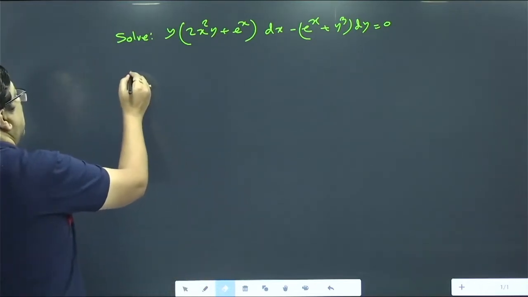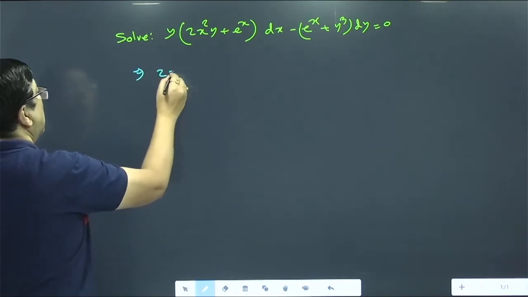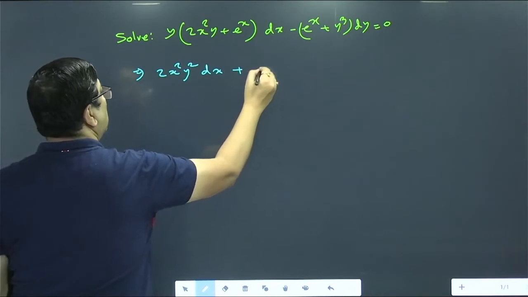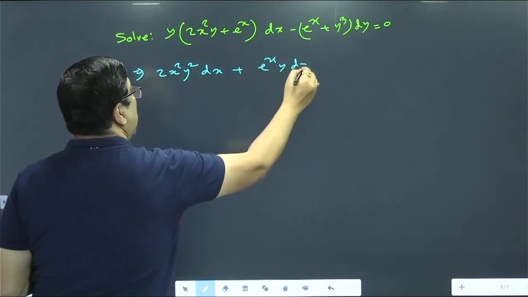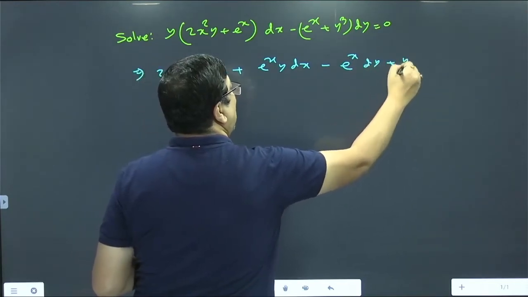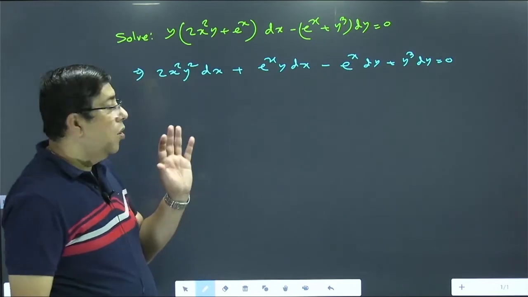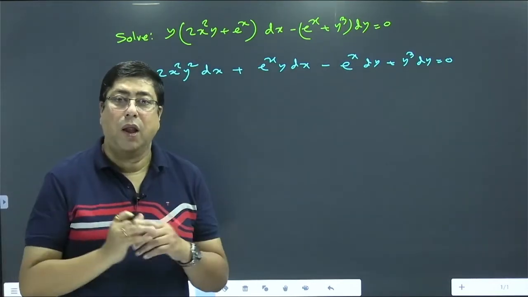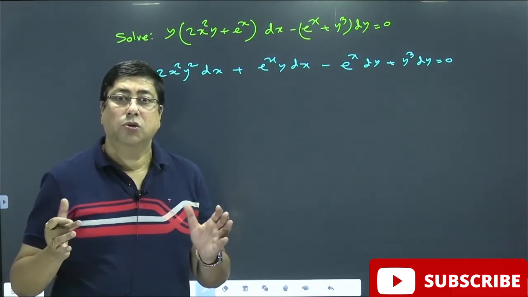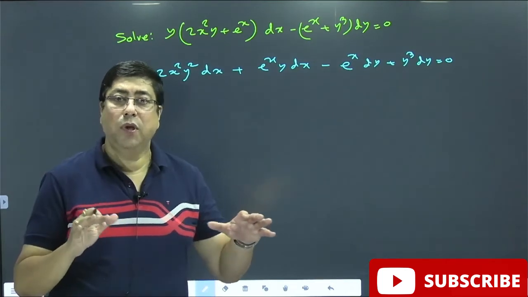So here we can write this as 2x square y square dx plus e to the power x y dx minus e to the power x dy plus y cube dy equal to 0. So in this case, we have to search for some uv formula, or we have to see what to divide by so that it becomes some u by v formula. It is based on the u by v way.